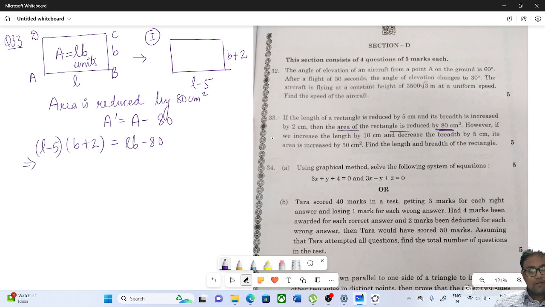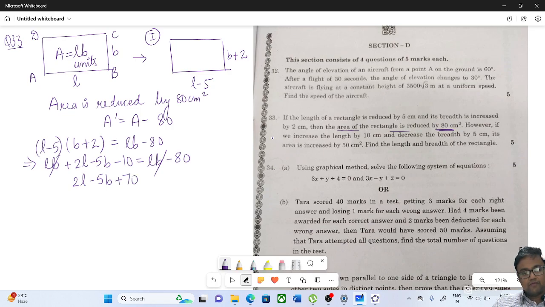Now, you can multiply: LB plus 2L minus 5B minus 10 is equal to LB minus 80. So, 2L minus 5B plus 80 minus 10, it will be plus 70 is equal to 0 over there, right. This is the first equation.